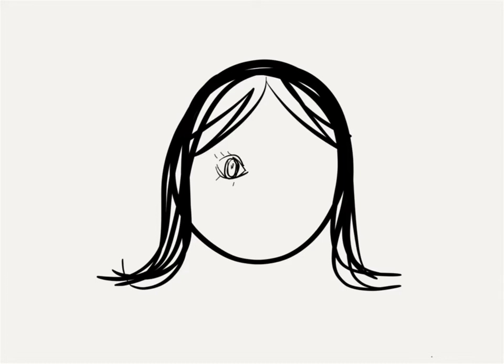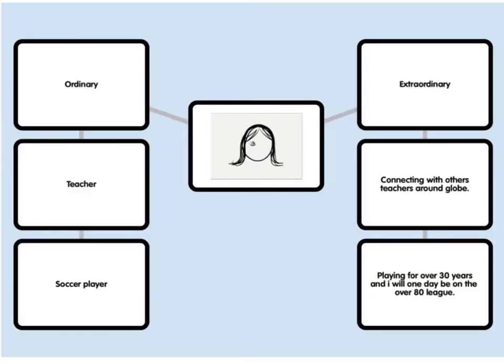Once the image is saved into the camera roll, that image can be opened up into any other app. And in this case, the next step was the app Popplet. We uploaded that image into Popplet, and that became the center of our thinking map. And we have two sides of our thinking map.